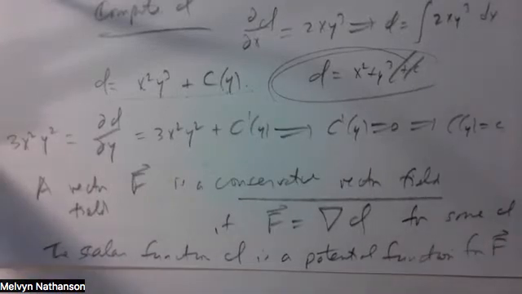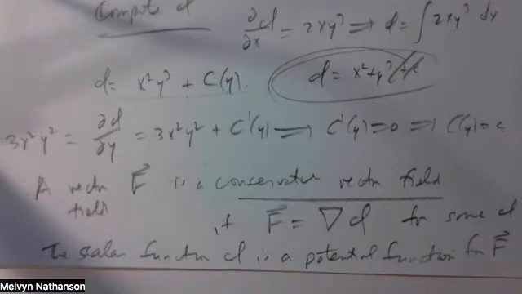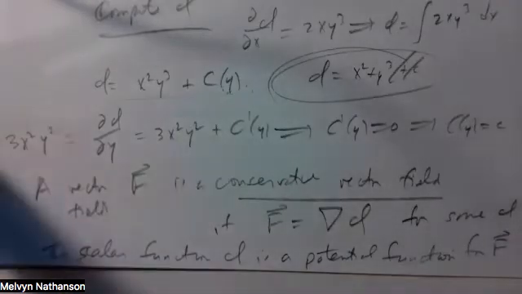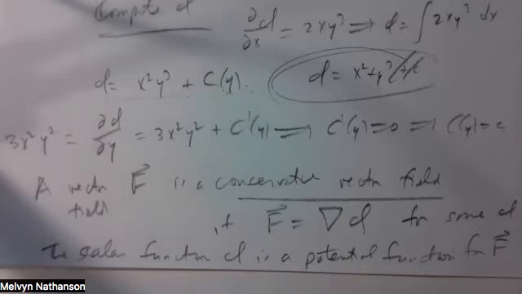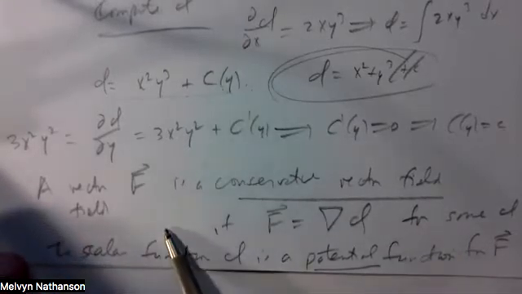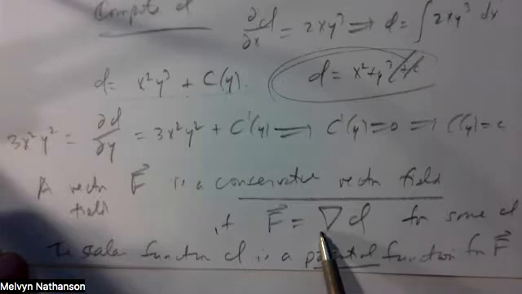And if you've taken a first year physics class, for example, where you learn about electric fields and magnetic fields, or let's just say electric fields, there's something called electrical potential, and this phi is exactly the potential function when F is the electric field. In any case, these are the important words. If you have a vector field that is the gradient of some scalar field, it's called conservative.